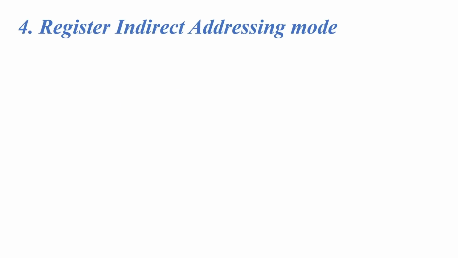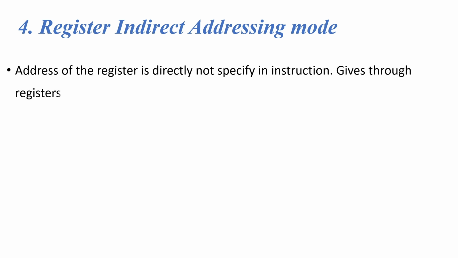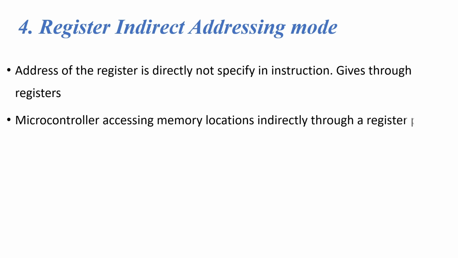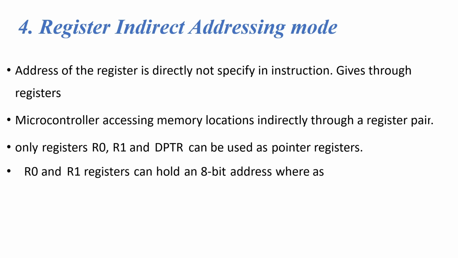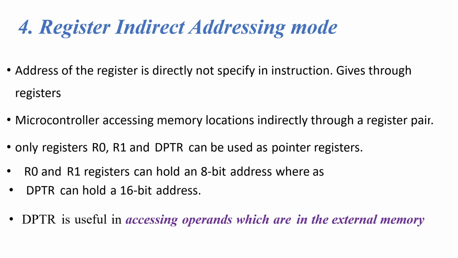The fourth addressing mode is register indirect addressing mode. It means the address is not directly specified in the instruction, it is given through registers. The microcontroller accesses memory locations indirectly through a register. Only registers R0, R1 and DPTR can be used as pointer registers. R0 and R1 can hold an 8-bit address, whereas DPTR can hold a 16-bit address. DPTR is useful in accessing operands which are in external memory.